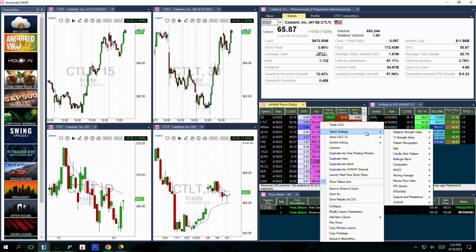So as always, you can go into any of our Market Explorer windows. You can right click and click select strategy all the way down to AVWAP. And then anytime you see a pullback or a mention of a large gap or an IPO or something like that, that's going to tell you what it's pulling back into.